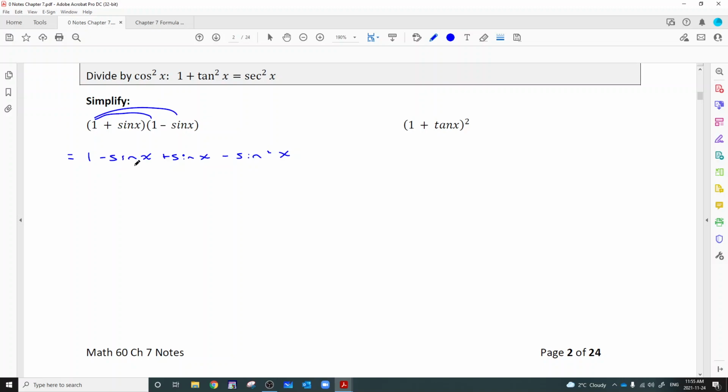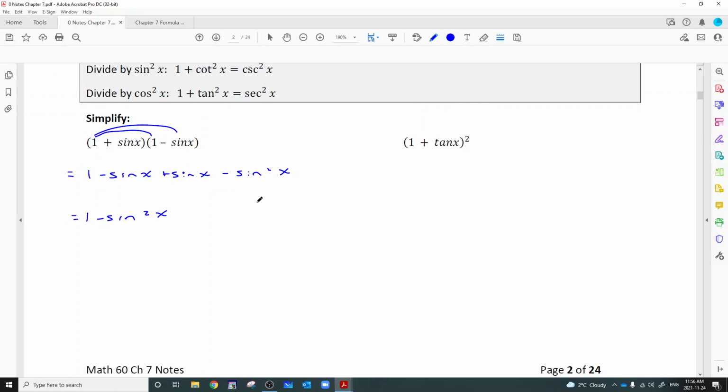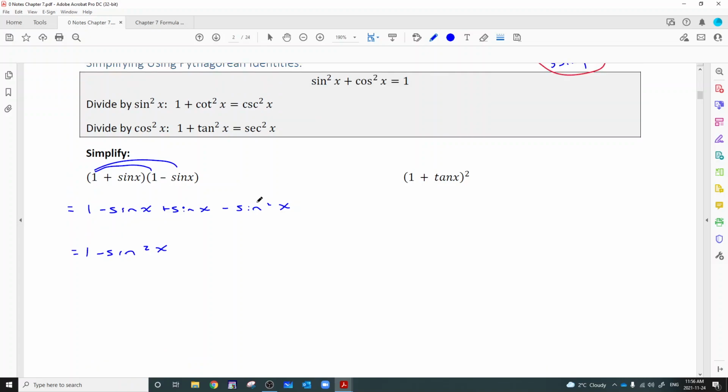Well, I've got 1 minus sine x plus sine x. So the minus sine x plus sine x would go away, and I'd be left with 1 minus sine squared x. Now, up until now, you would have said, hey, that's fully simplified. Everything's in sines and cosines. But what we're going to be able to do is change from a binomial expression to a monomial expression.